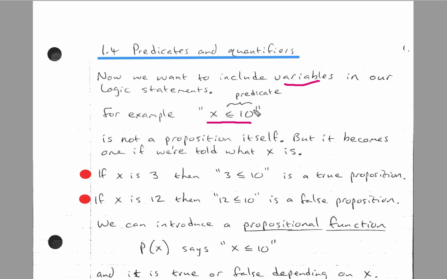Okay, and so this less than or equal to 10, that's called a predicate. It's saying something about x. But if you know what x is, then you do get a proposition. So if x is 3, then 3 less than or equal to 10, that's true. But if x is 12, 12 less than or equal to 10, that's false. Okay, so if you know what x is, then it becomes a proposition.